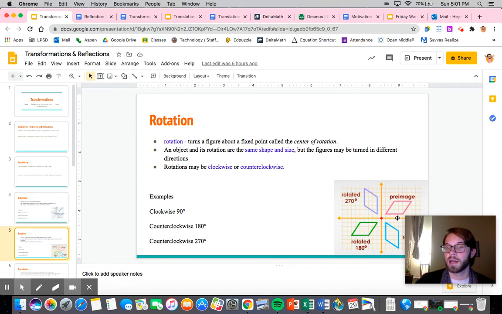Now the ordering might look a little different. See over here, this point was facing to the right. Now it's facing up. Now it's facing to the left. Now it's facing down. So that's some of the things that are different.